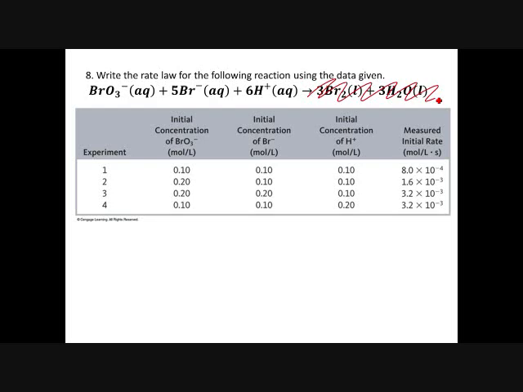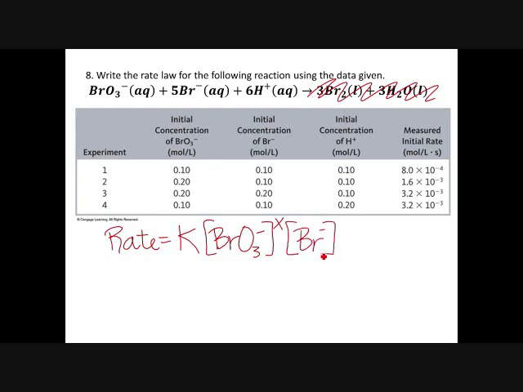So the rate law is going to be, and you need to put rate equals. If you don't, you're going to get points taken off. Rate equals the constant K times each of the reactants raised to a power, raised to an exponent. So we've got the concentration of BrO3 negative raised to a power, I'm just going to throw in X, times the Br negative raised to Y, times H plus raised to Z.